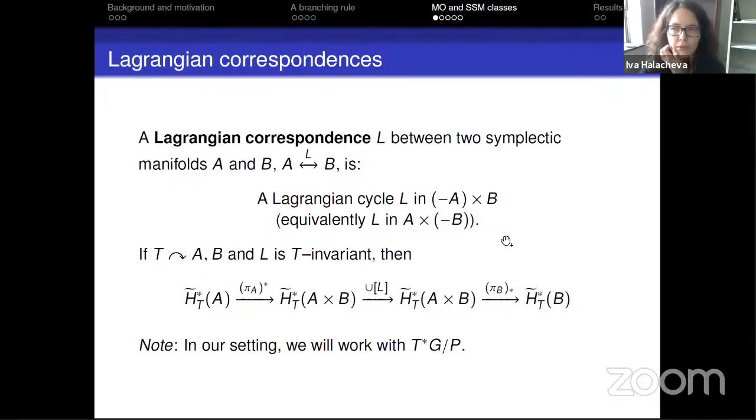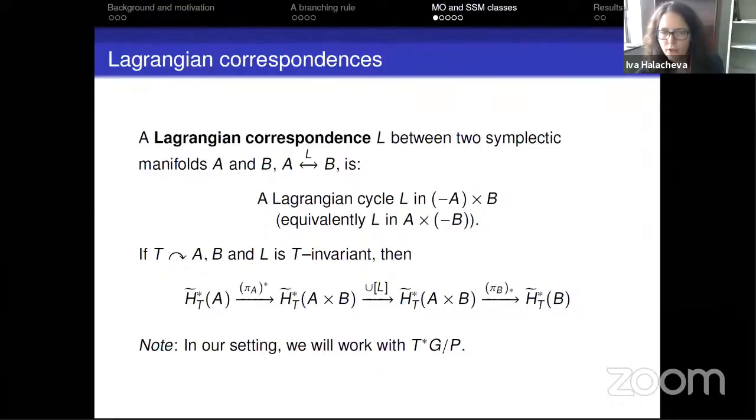So a Lagrangian correspondence between two symplectic manifolds A and B is just a Lagrangian cycle in -A times B, where by -A I mean we are negating the symplectic form on A. So this is just a linear combination of some varieties in -A cross B. And if we furthermore have a torus action as before, under which this Lagrangian cycle is invariant, then such a Lagrangian correspondence induces a map in localized equivariant cohomology from A to B. Localized just means we're tensoring with the field of fractions of the equivariant cohomology of a point. But the key property to remember is that the Lagrangian correspondence gives us a map in cohomology.